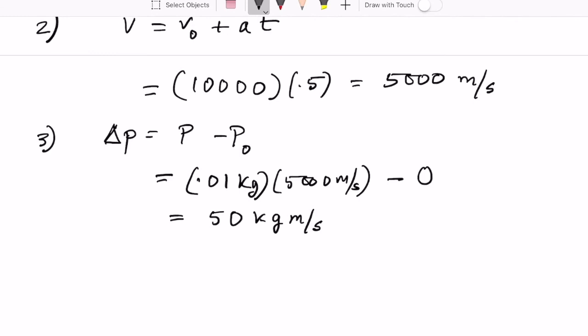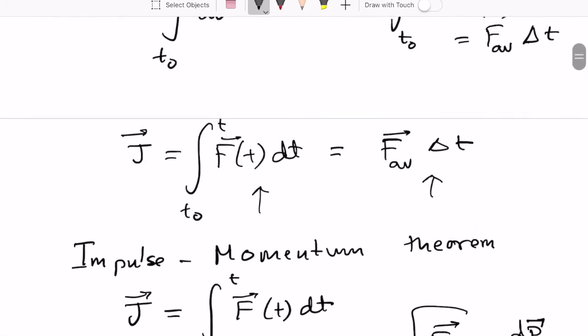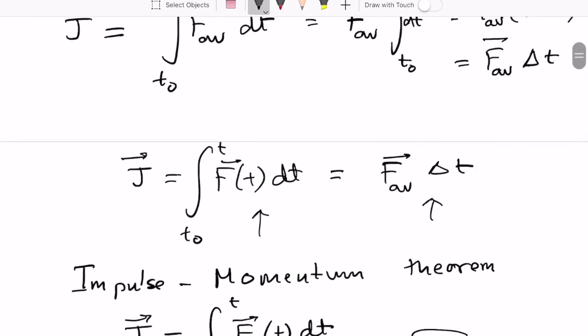Now let's calculate the impulse experienced by the bullet. The impulse is going to be force multiplied by the time that the force acts for, right? In this case, the force is constant. The impulse is the integral of the force, but if the force is constant, it just becomes force multiplied by delta t, as we've seen over here. So if the force is constant, or if we can pretend that the force is constant, then the impulse is just force multiplied by the time over which it acts, right?